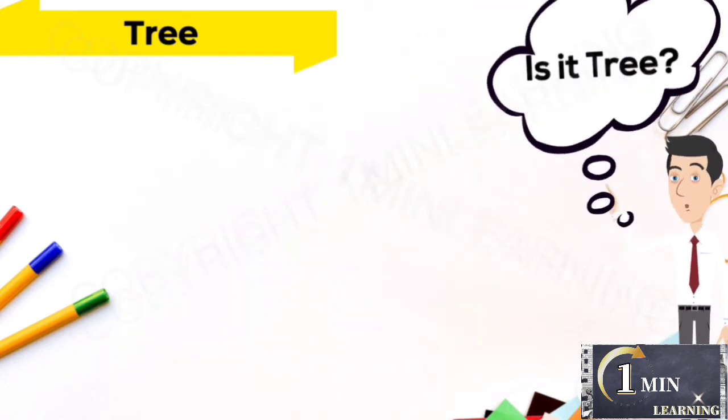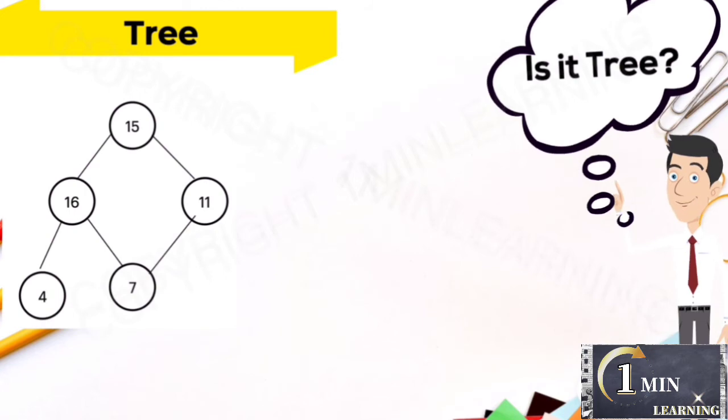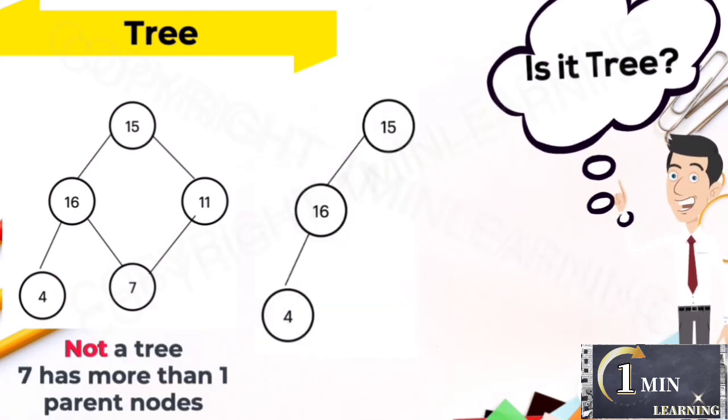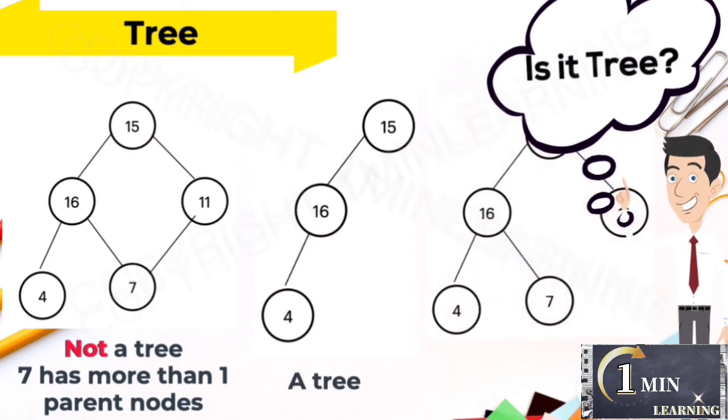Let's look at some graphs and check if each is a tree. This is not a tree because 7 has more than one parent node. This is a tree. This is a tree.